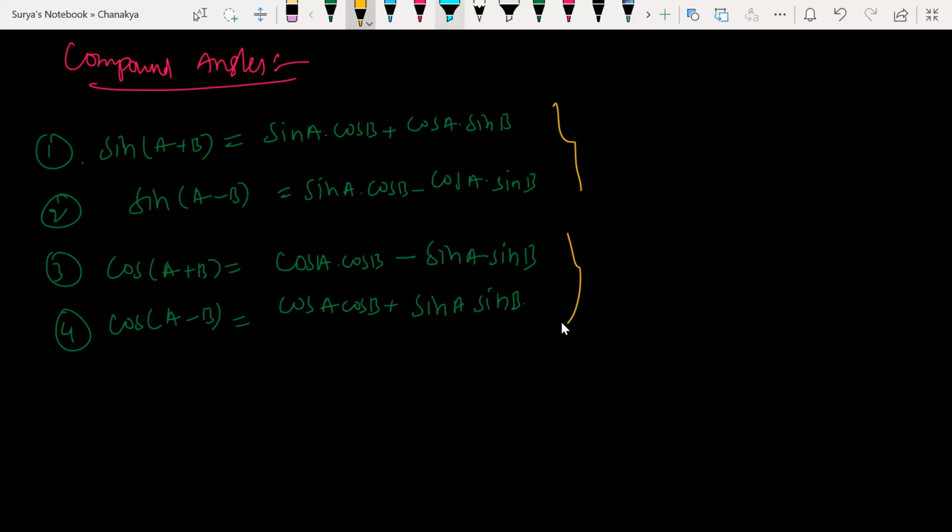Very simple, right? In sin A plus B and sin A minus B, sine and cos come together, cos and sin together. In cos, cos together, sin together. But in cos, make sure that if you have plus here, you need to write minus here. If you have minus here, you need to write plus here. In cos, the symbol should be opposite. That's easy to remember.